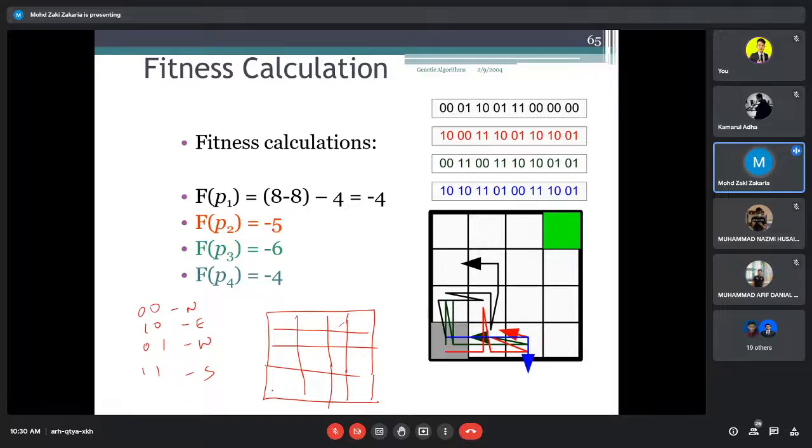This is the starting point. 0, 0 north, here. Then based on this random value, the random value.